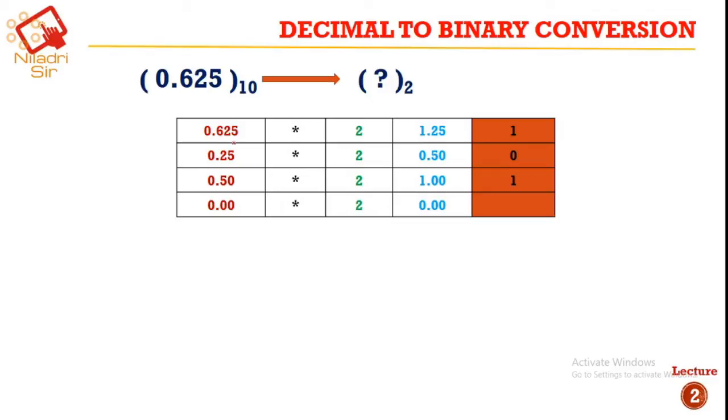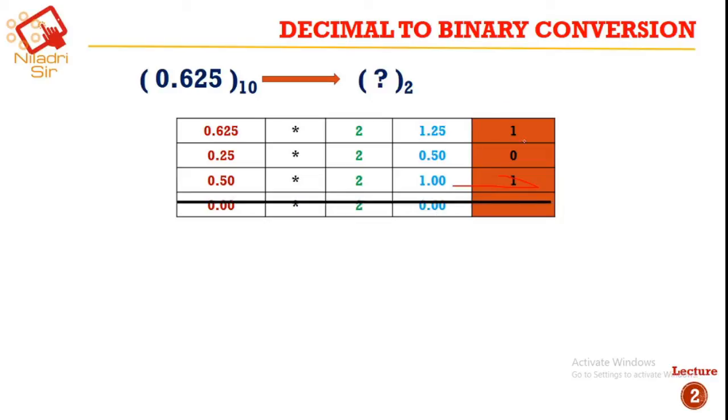So what we have to do, 0.625 into 2 and the answer is 1.25. This part is 1, so 1 will be here. So 0.25 will change. Again we will multiply 0.25 into 2. This will be 0.50, so 0 will be here. Next 0.50 into 2 is 1.00. So 1 will be here and 0 will go here and we will multiply 0 into 2. This is again 0, so we will discard it.